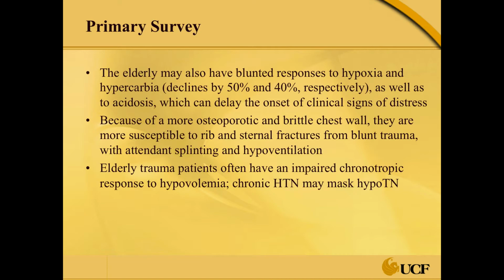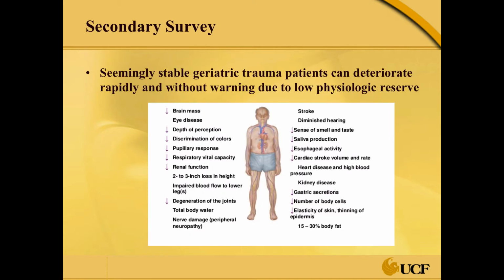Elderly trauma patients often have impaired chronotropic response to hypovolemia. Chronic hypertension actually may mask hypotension. So again, these are things that are physiologically different in our elderly folks that we don't see in our younger folks. Seemingly stable geriatric trauma patients can deteriorate fast and without warning because of low physiologic reserve.